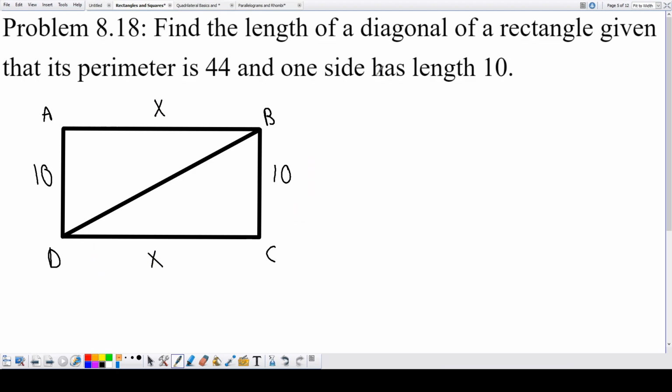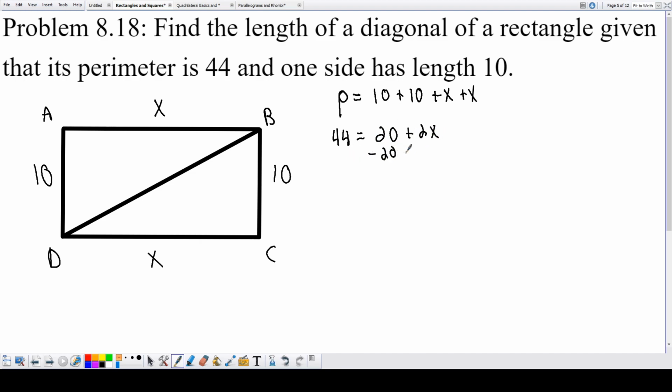Well, the perimeter is 44, and the perimeter would be equal to all the sides added up together. So we have two side lengths of 10 and two side lengths of x. And we know that's equal to 44. So 10 and 10 is 20. x and x is 2x.